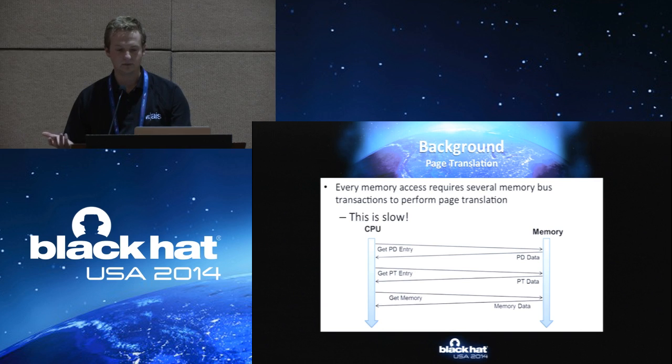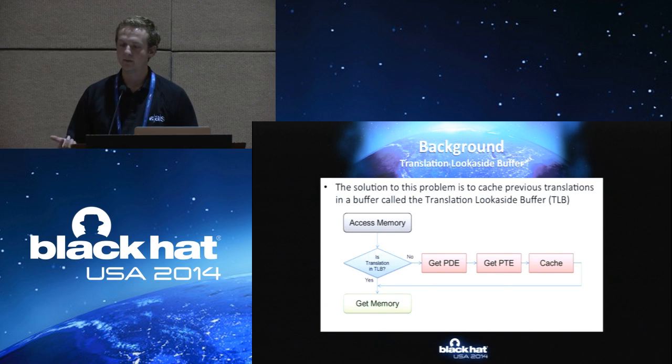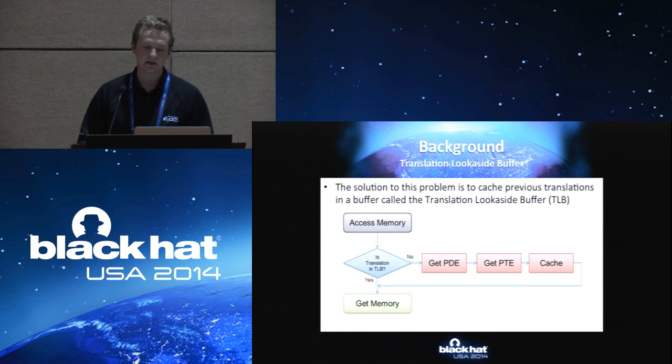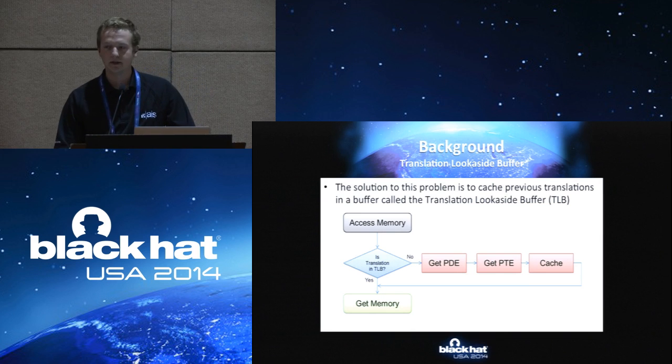So the solution, the TLB, translation lookaside buffer. This is essentially just a cache. When you're accessing memory, if it's already been accessed recently and that's stored in the translation lookaside buffer, fantastic. You just use that mapping that's already stored there and you can proceed. Otherwise, you walk through the tables and then you save that mapping and you proceed.